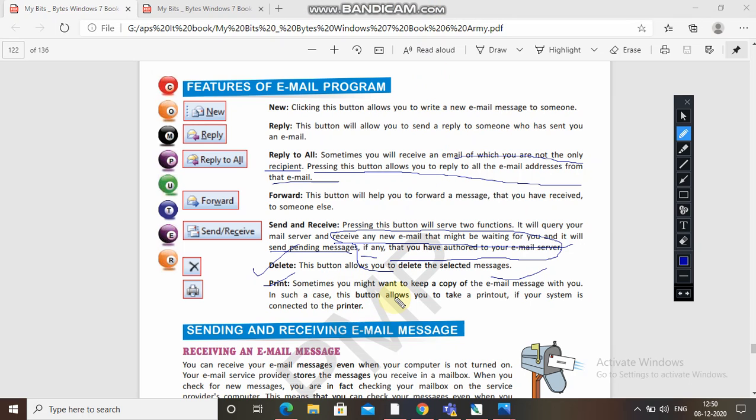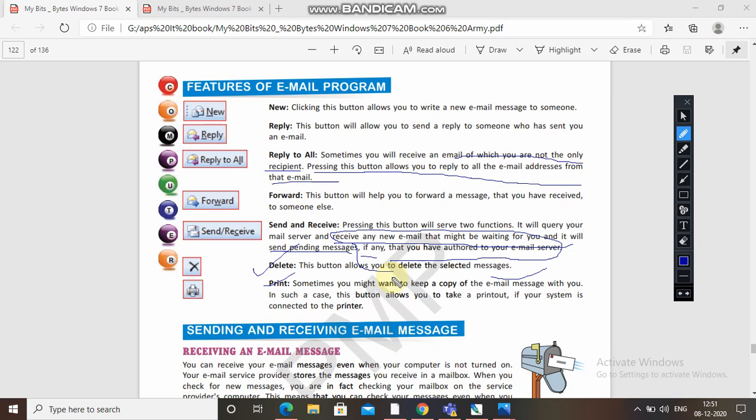Sometimes you might want to keep a copy of the email message with you. So in such case, this button allows you to take a printout if your system is connected to the printer. So you can take the printout of your email message which you want to send to the other person or which you have received.